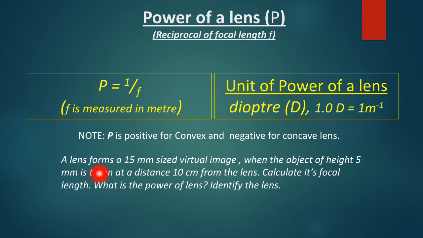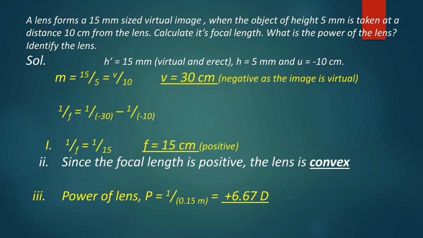Now we have this question once again, the same question. Here we have to determine the focal length, the power, and we have to identify the lens. So see, I have done the calculation here. We have taken the object height as 5 mm, and image height as 15 mm, and u is given as -10. While using the formula of magnification, there is no use of putting the signs, because it is a ratio only. So 15 by 5, h dash by h, the ratio of image height and object height, is equal to v by 10. So v will be 30 centimeter.